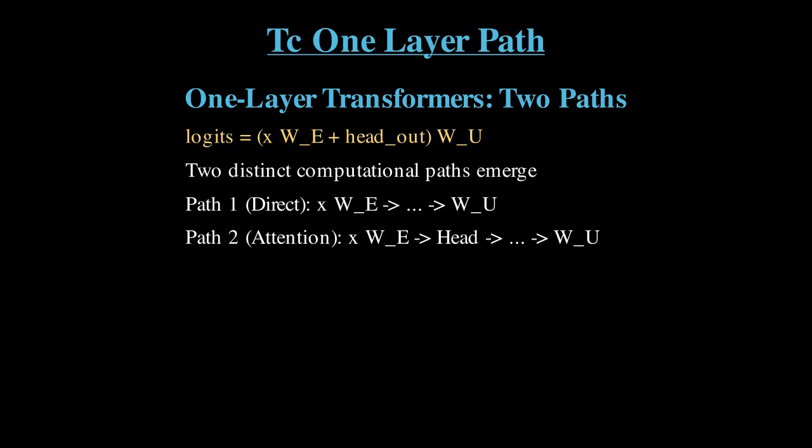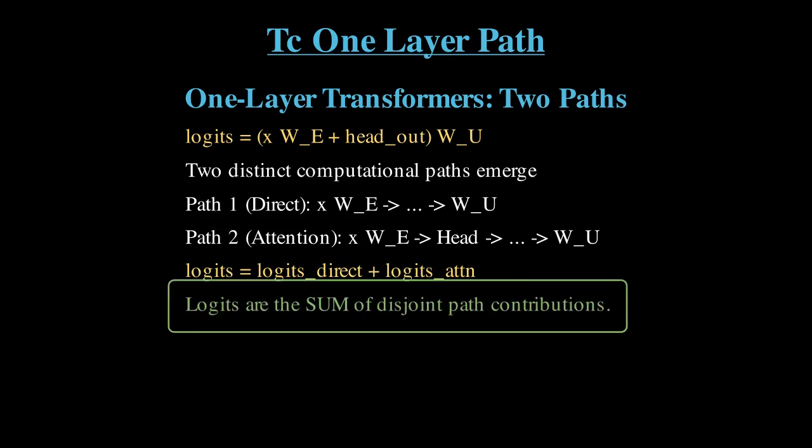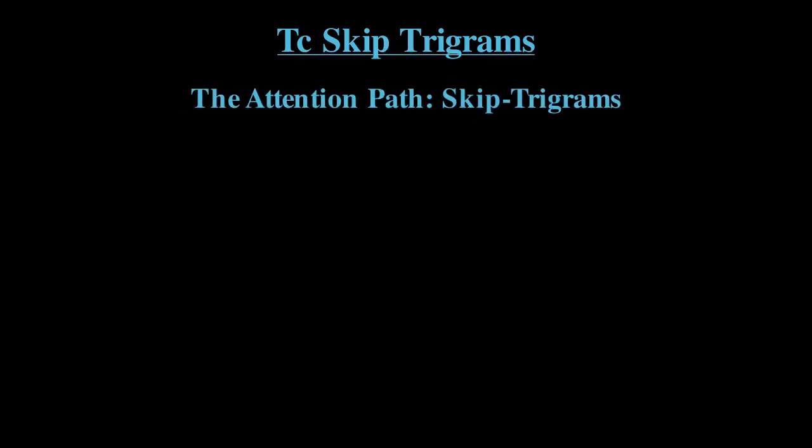Because logits are a linear function of the residual stream, the total logits are exactly the sum of the logits from the direct path and the logits from the attention path. This path-based decomposition is a powerful tool for understanding exactly what a model is computing. So what can this new attention path actually compute?